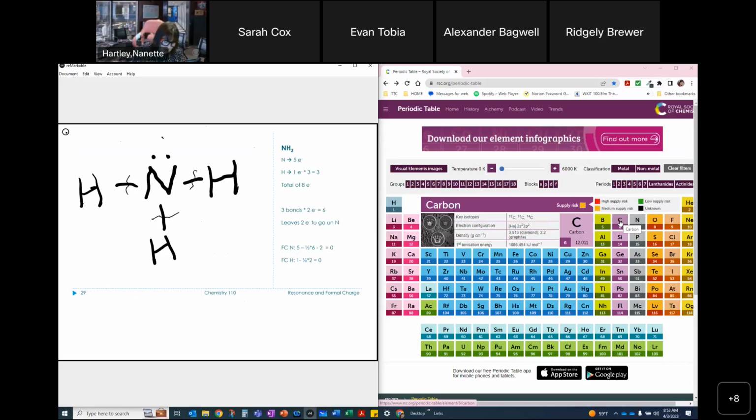Nitrogen should have 5, and he has 1, 2, 3, 4, 5. And of course, the hydrogen should have 1. I have 1 from that, and that's 0 as well. So same deal.